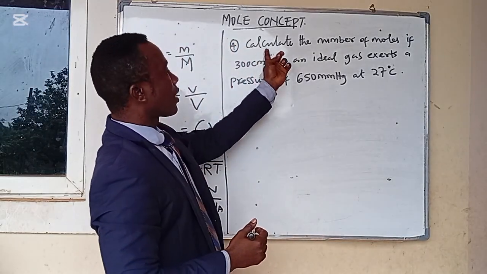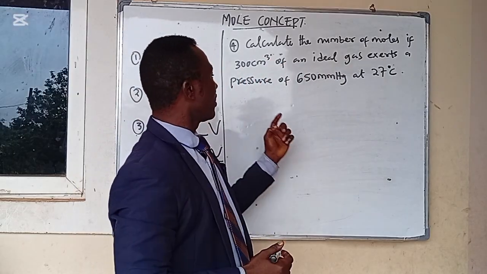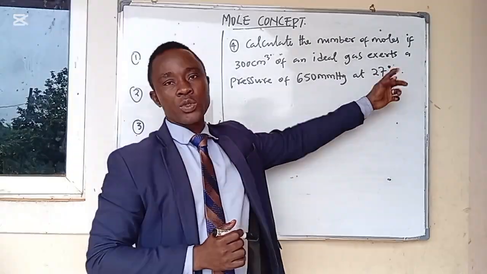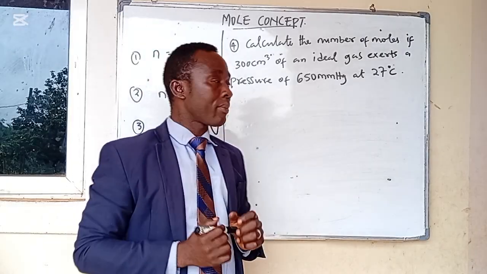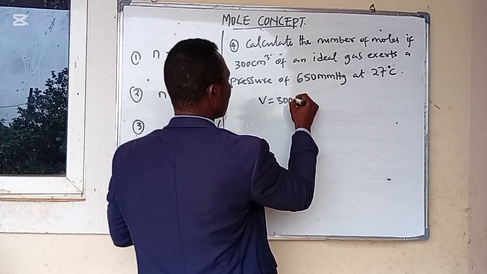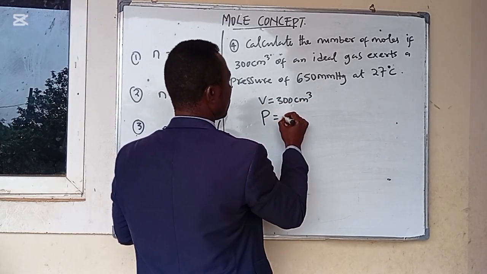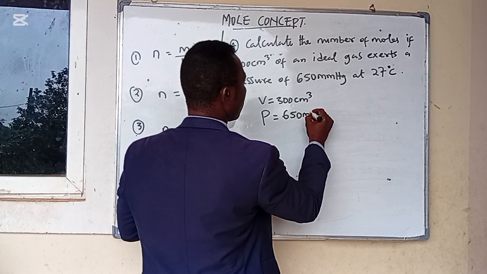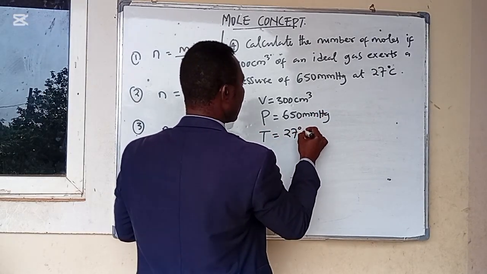Question 4 says calculate the number of moles if 300 cm³ of an ideal gas exerts a pressure of 650 mmHg at 27 degrees Celsius. Now let us bring out our parameters. We see that the volume given to us is 300 cm³, the pressure is 650 mmHg, and the temperature is 27 degrees Celsius.